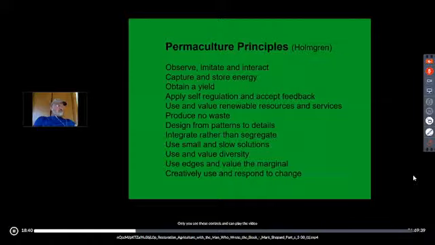We want to use and value renewable resources and services, produce no waste, design from patterns to details, integrate rather than segregate, use small and slow solutions, use and value diversity, use edges and value the marginal, creatively use and respond to change. So much of what I'll be talking about with forest ecology, I'll be dropping these particular principles in. There are certain ones of these principles that I think are more important than others. If you're going to actually get a piece of property and do a restoration agriculture, a perennial agriculture, farming or ranching operation, there are some of these principles that are more significant than others, and I'll emphasize those.